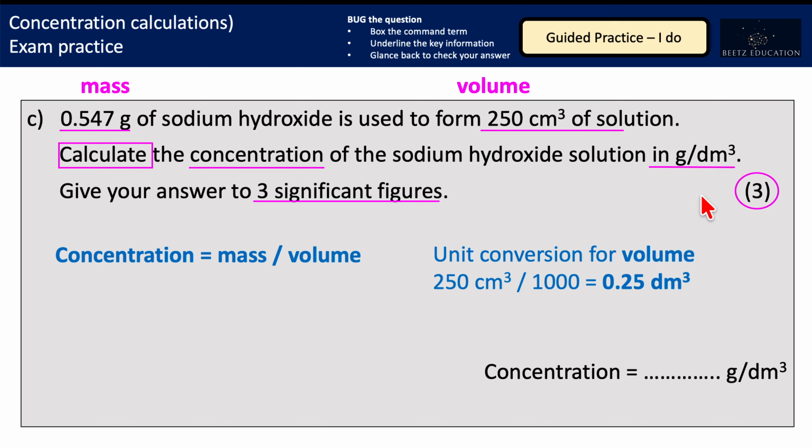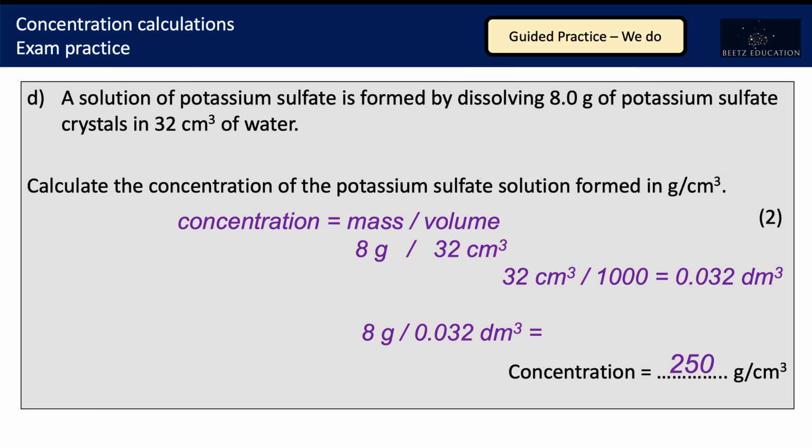of their units. So I've spotted that I'm going to need to convert my centimetres cubed into decimetres cubed if I need to give a concentration in grams per decimetre cubed. So I've performed that unit conversion here. I've then substituted my value for mass and my value for volume to give me 2.188 to three significant figures. I'm looking at that 8 and I can see I'm going to need to round that up to 2.19.